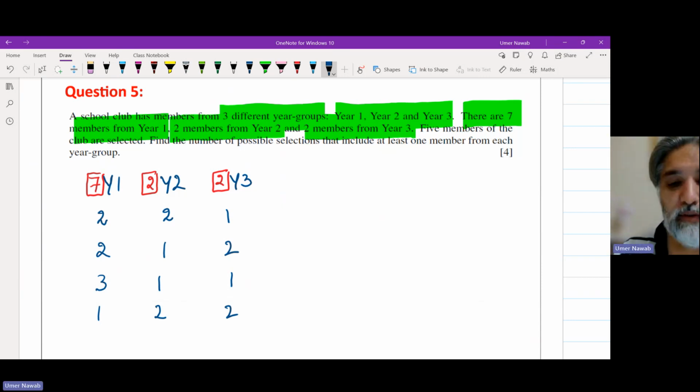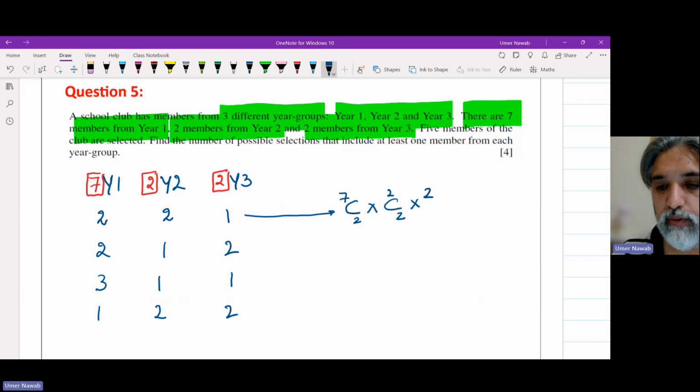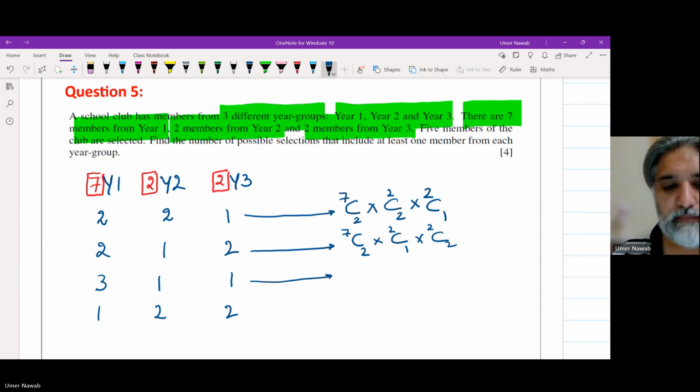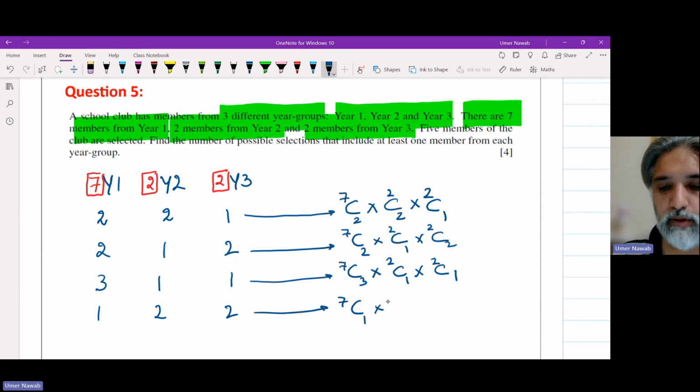Now we have to write these 4 cases. So first is 7C2 times 2C2 times 2C1. For this one, the total is 7, I'm going to pick 2 from Year 1. Total 2, I'm going to pick 2 from Year 2, and I'm going to pick 1 from Year 3. Then 7C3 times 2C1 times 2C1. And the last one is 7C1 times 2C2 times 2C2.